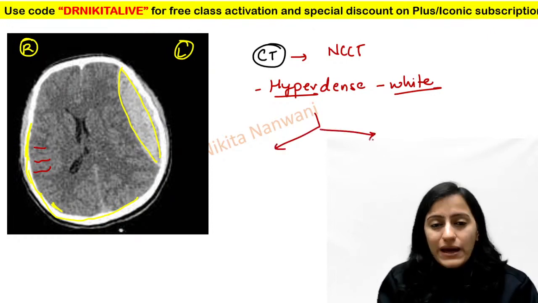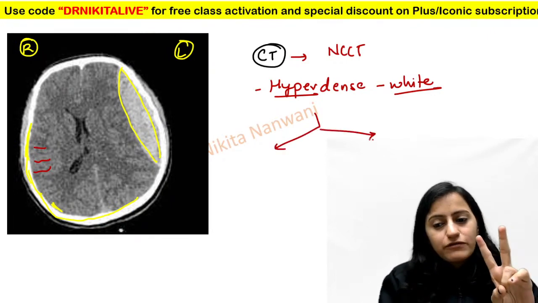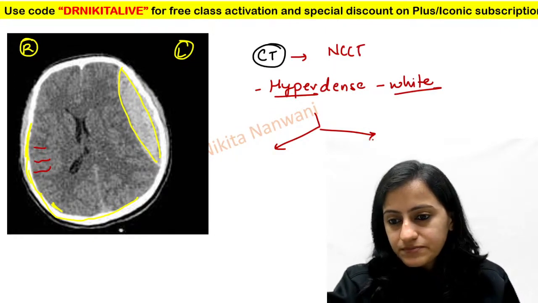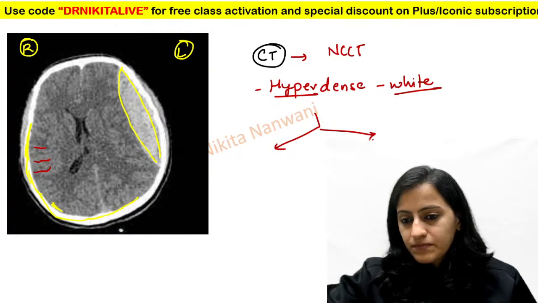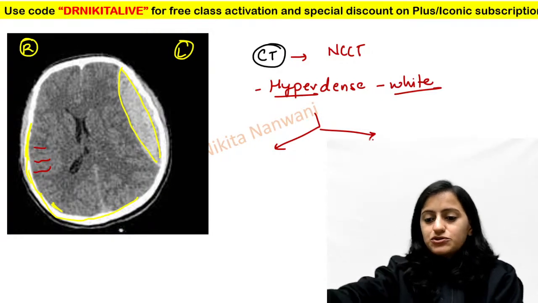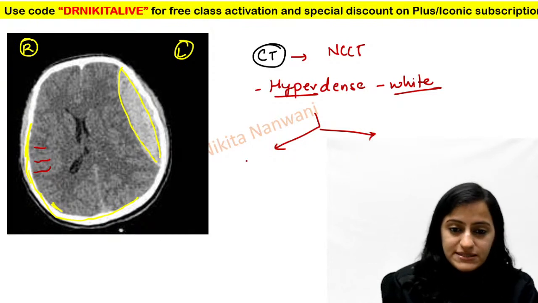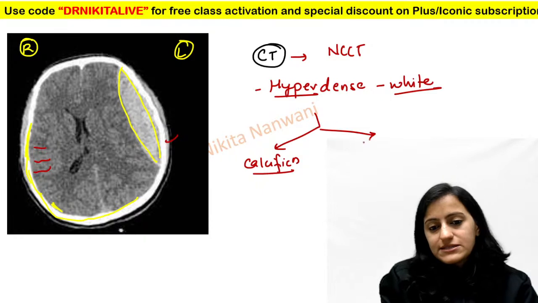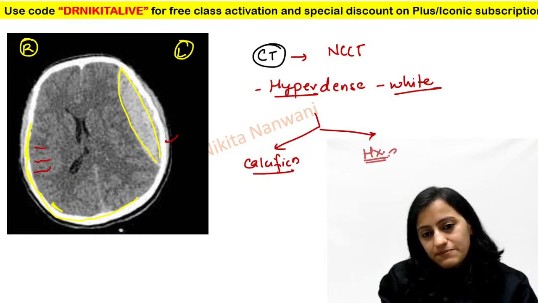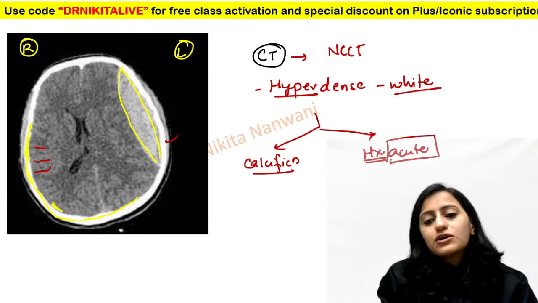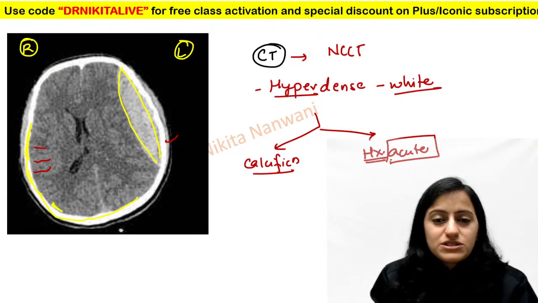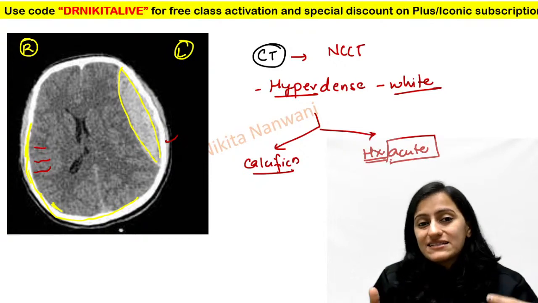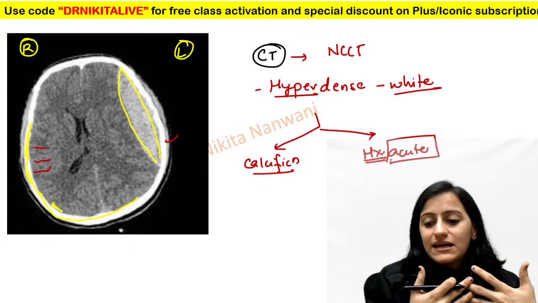Whenever you see something white on non-contrast CT, always think of two things. What are those two things that you should be thinking of? Either it is calcification, like the bones are white as you can see, or acute hemorrhage. Absolutely right. Remember, it is acute hemorrhage, not chronic hemorrhage, which is white on CT. Because chronic hemorrhage is hypodense. The density decreases because the RBCs get lysed.